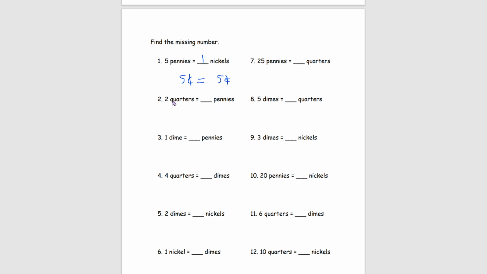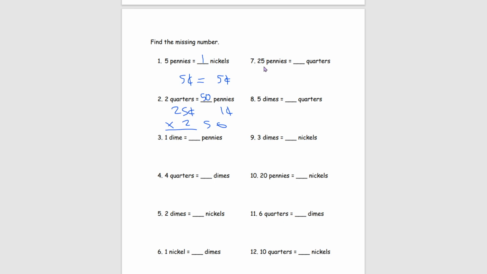Number 2, 2 quarters is equal to blank pennies. We all know that pennies equal 1 cent and quarters equal 25 cents. Since we have 2 quarters, we can do 25 times 2, which gets us 50. So 2 quarters equals 50 pennies.